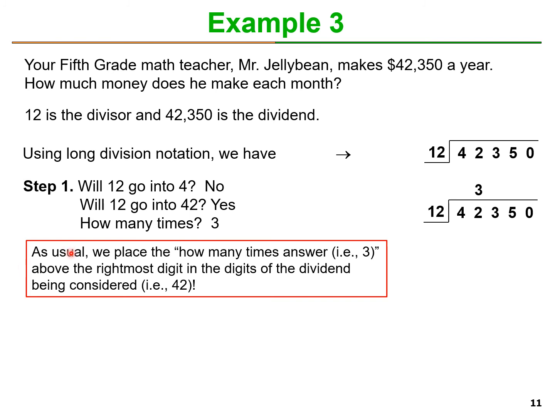So as usual, we place the how many times answer up here. How many times? The answer was 3. We place that answer above the rightmost digit in the digits of the dividend being considered. Here, the 42 in the dividend is being considered. 2 is the rightmost digit of these 2 digits. So we put the 3 above the 2. That's what we've been doing in the past.